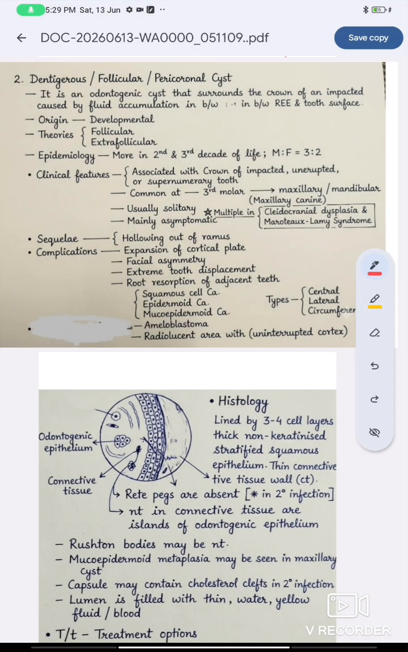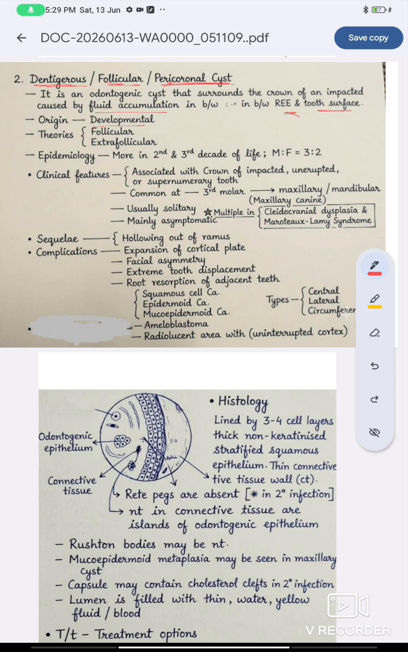Moving further, let us proceed towards dentigerous cyst. Dentigerous cyst is the most common developmental odontogenic cyst. The most common odontogenic cyst is the radicular cyst. Dentigerous cyst is also known as follicular cyst or pericoronal cyst. It is a cyst that surrounds the crown of an impacted tooth, caused by fluid accumulation between the reduced enamel epithelium and the tooth surface.